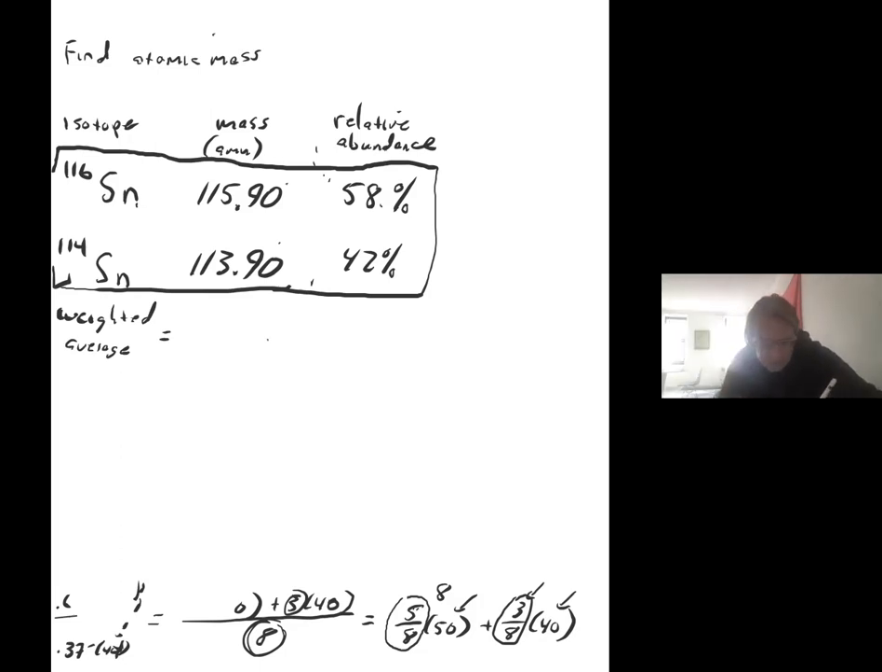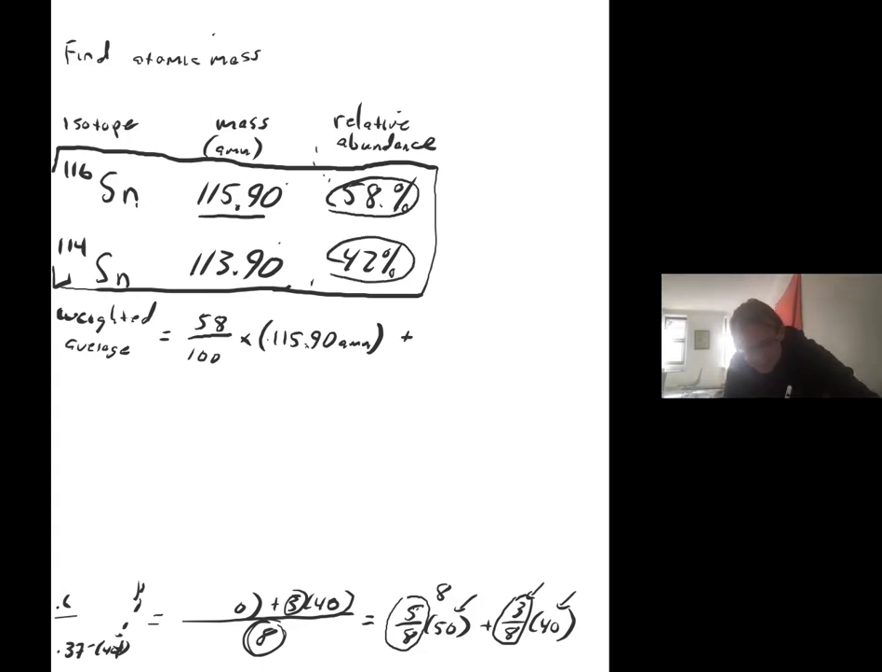So what we do is we take our percentage for the first one, 58, and just write that out of 100. That's what 58% means, 58 out of 100. And you multiply that by the atomic mass for that isotope. So you take your percentage, divide it by 100, that gives you a fraction, and then multiply that by the atomic mass for the first one. Then you do the same thing for the second one and you add them.